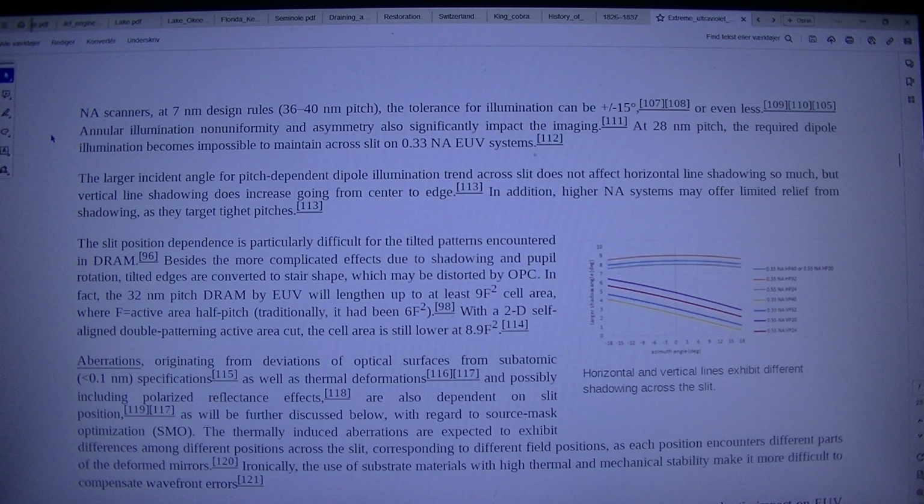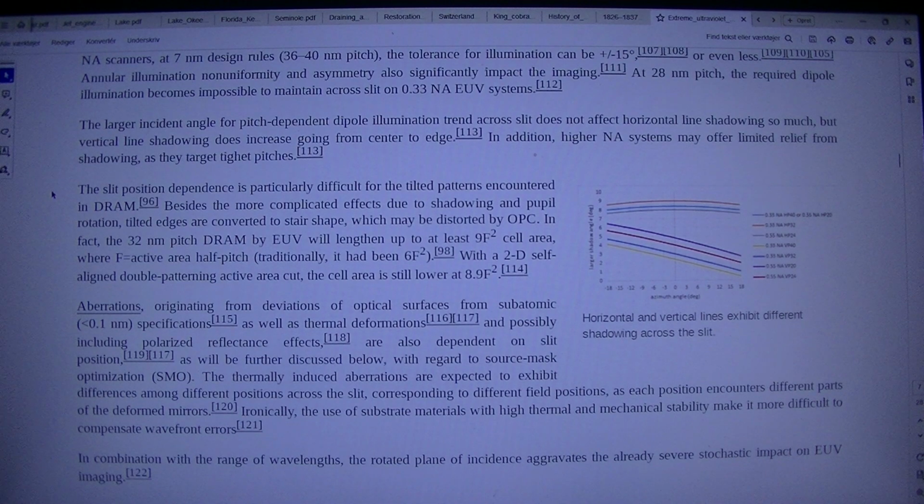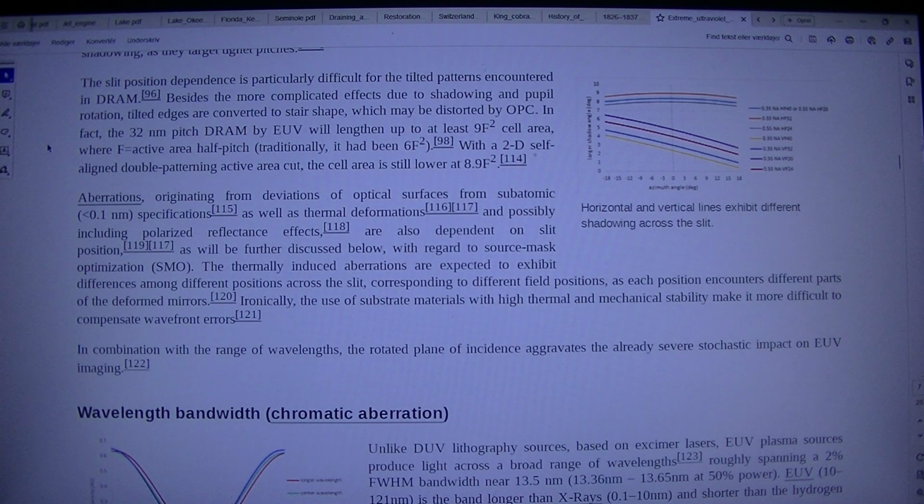Annular illumination non-uniformity and asymmetry also significantly impact the imaging. At 28 nm pitch, the required dipole illumination becomes impossible to maintain across the slit on 0.33 NA EUV systems. The larger incident angle for the pitch-dependent dipole illumination trend across the slit does not affect horizontal line shadowing so much, but vertical line shadowing does increase going from center to edge. In addition, higher NA systems may offer limited relief from shadowing, as they target tighter pitches. Horizontal and vertical lines exhibit different shadowing across the slit.